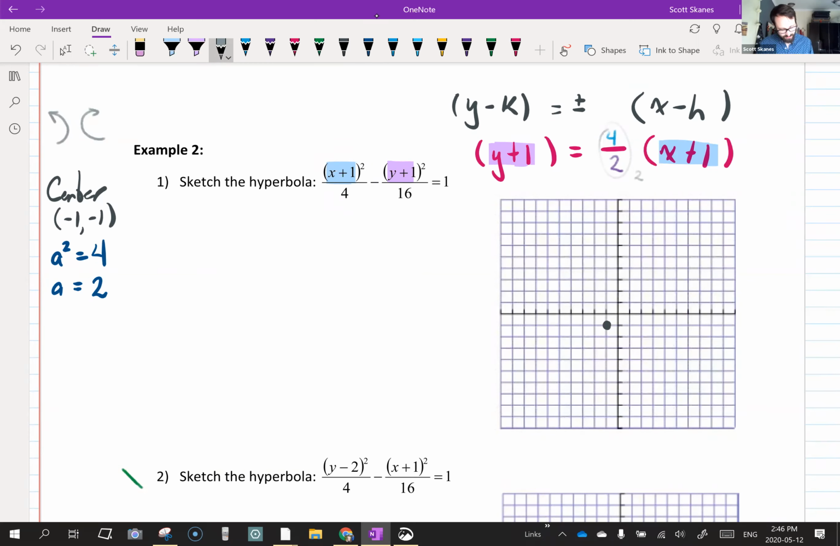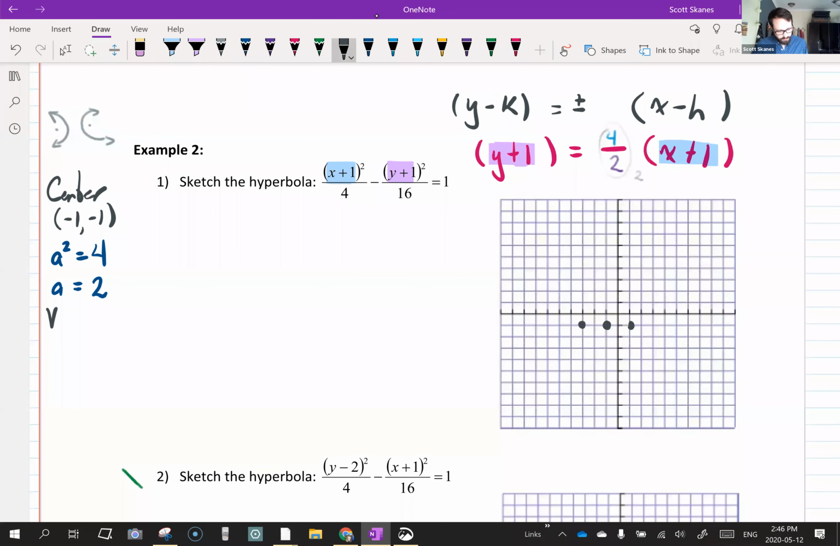It's going to look like this, and our focal points are going to be on the outside. So there's going to be a focus hanging out there. Good job. Thank you. And so we're going to go left and right. That's where our transverse axis is going to be. So if I wanted to, I could draw my transverse axis through this, but you don't need to. I'm going to go left and right by 2. 1, 2, 1, 2. There we go.